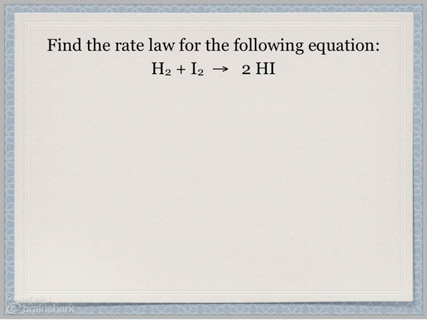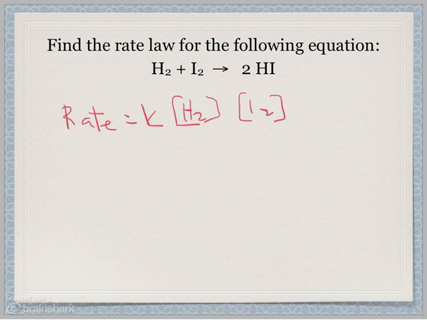So let's just assume for now that we're dealing with an elementary step. What we need to do in this particular problem is figure out the rate law, and it's simply rate equals K, which is a rate constant, times the concentrations of your reactants. The reactants in this case are H2 and I2, and make sure you put your exponents, which in this case are 1, since both coefficients are 1. So your rate law is rate equals K times the concentration of H2 times the concentration of I2.